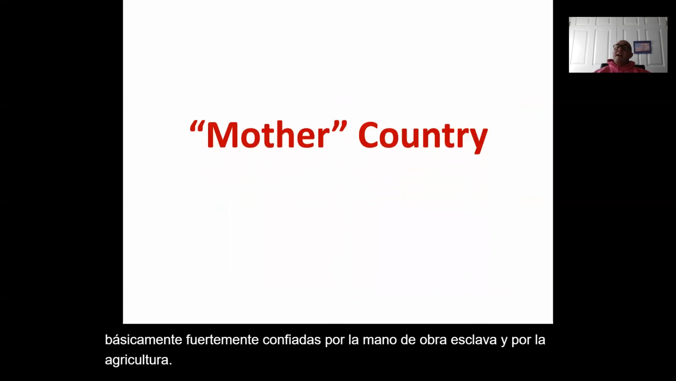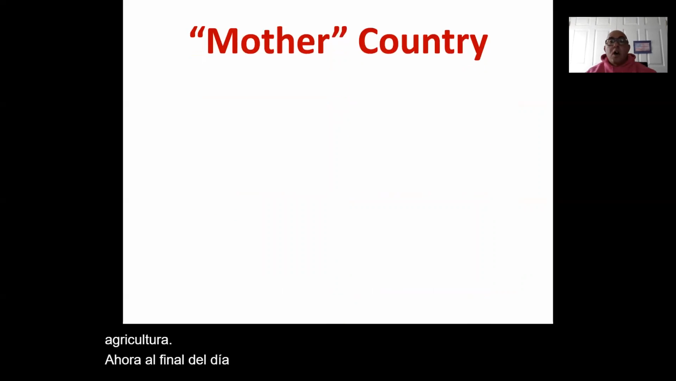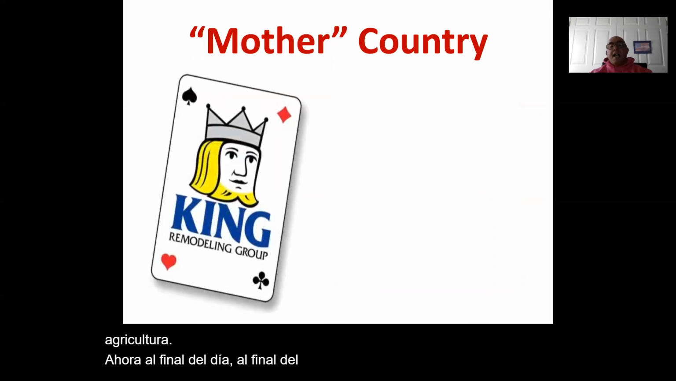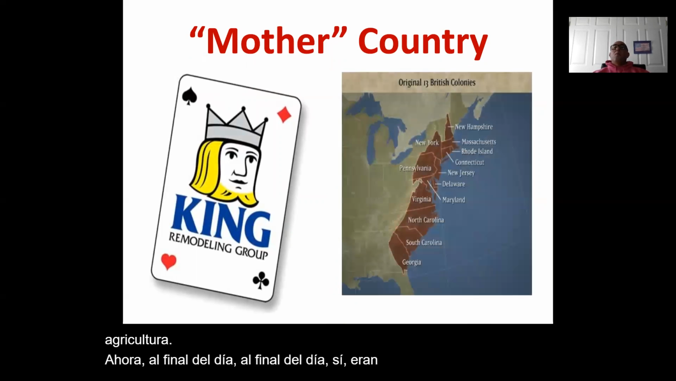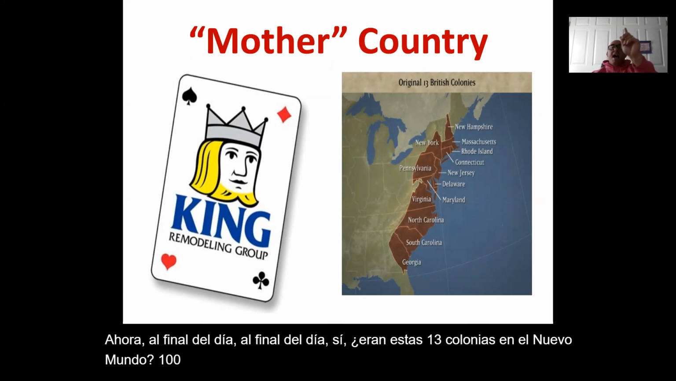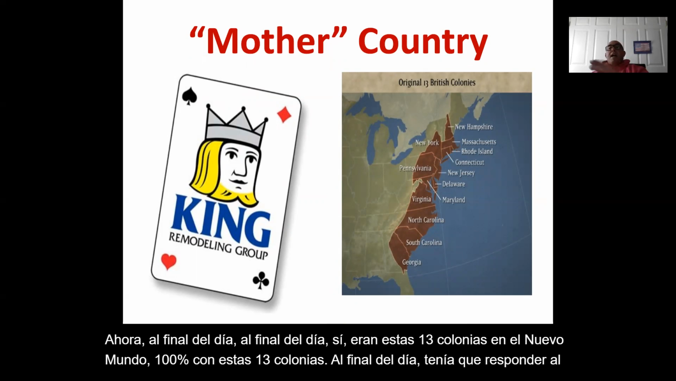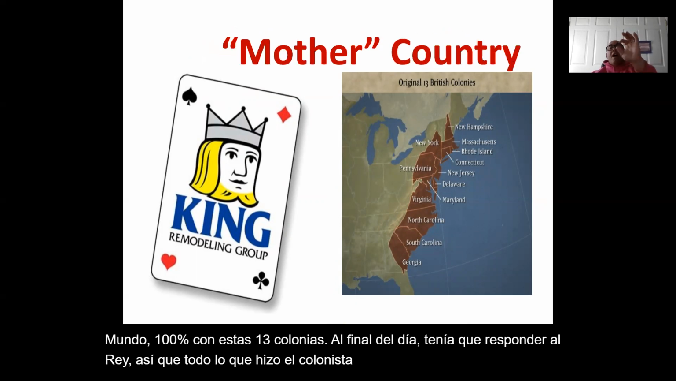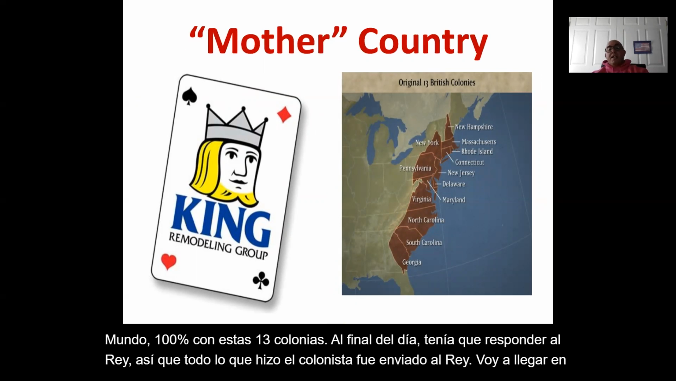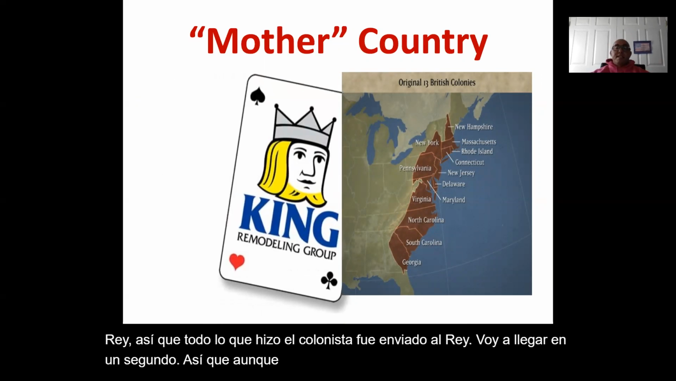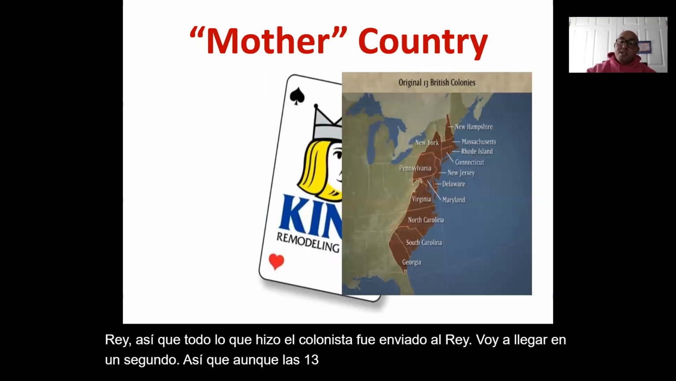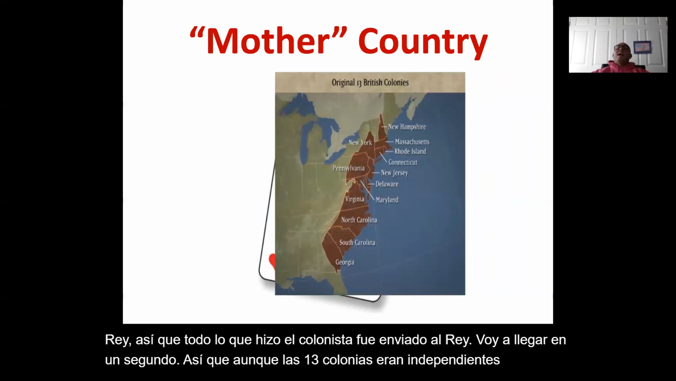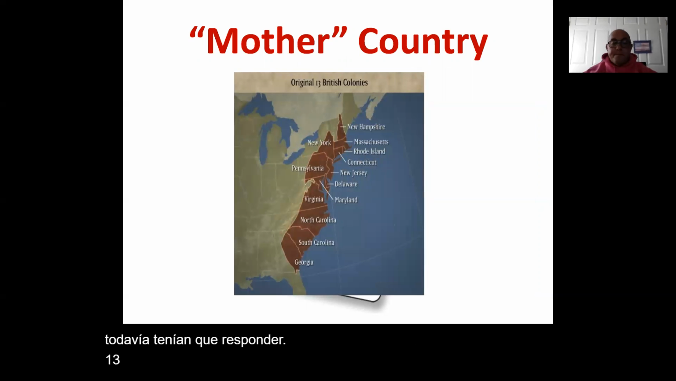Now, at the end of the day, yes, were these 13 colonies in the New World? 100%. But these 13 colonies at the end of the day had to answer to the king. So anything that the colonists made was sent to the king. I'm going to get to that in a second. So although the 13 colonies were independent physically, they still had to answer to the king.